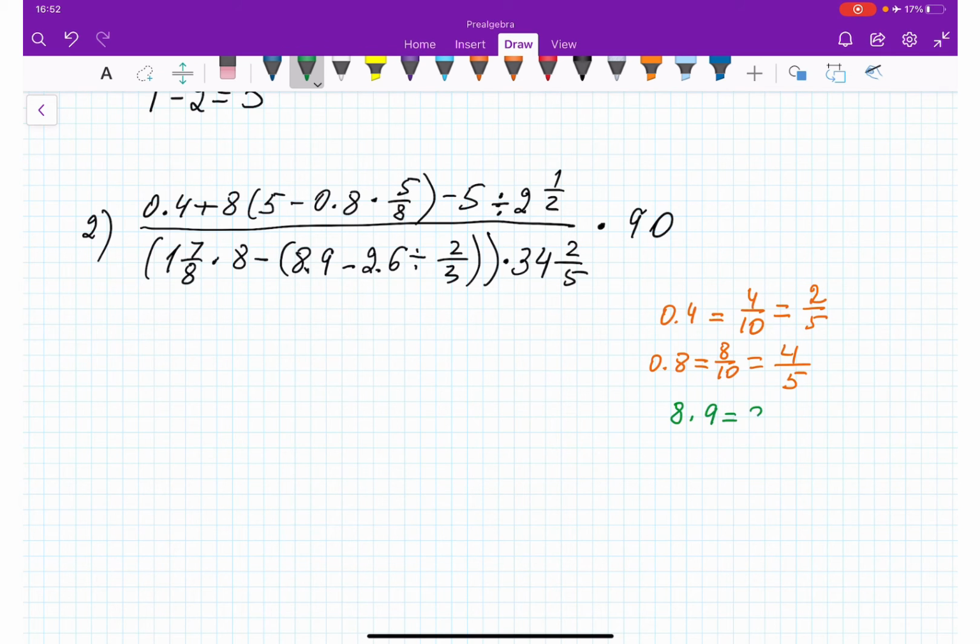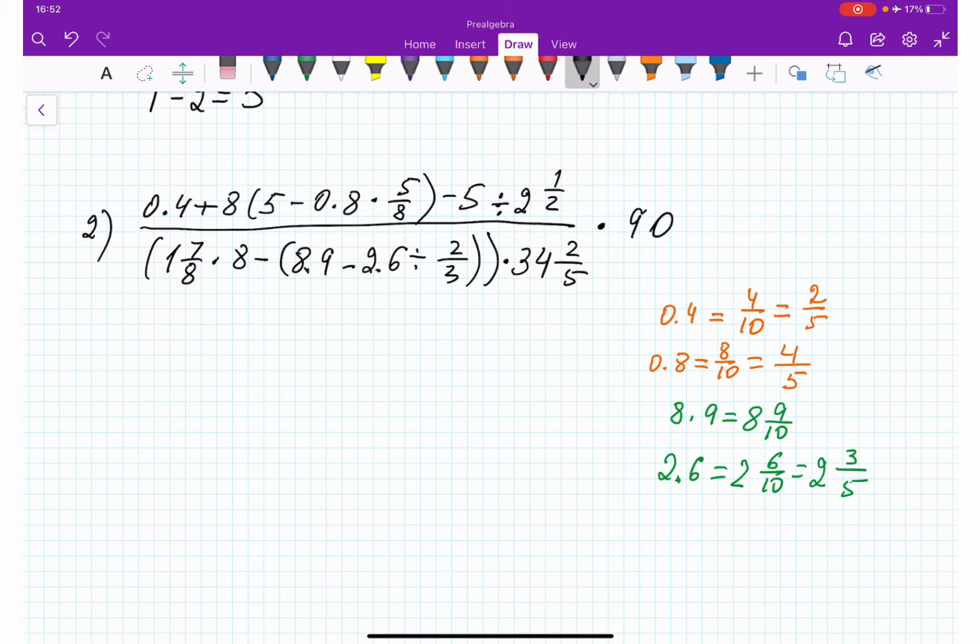8.9 is equal 8 and 9 over 10, and we can't reduce anything because 9 and 10 don't have a common number that they can both be divided. And then 2.6 is a different story. We can reduce 2 and 6/10: divide by 2, 6 by 2 is 3, 10 by 2 is 5. Okay, and that's it. We can start working.